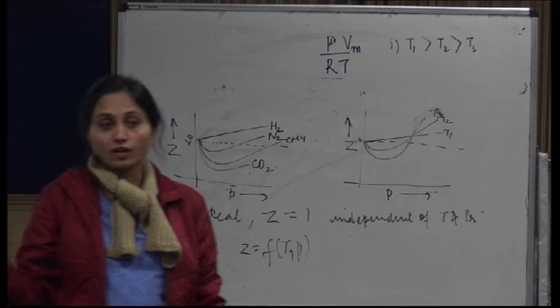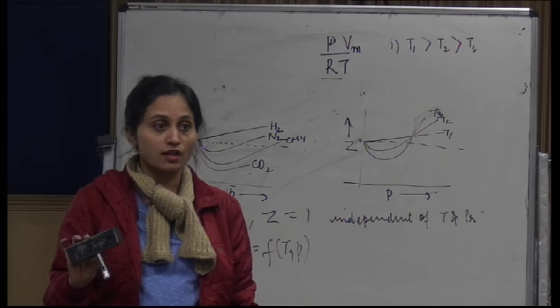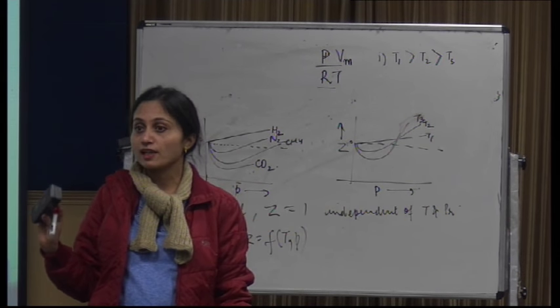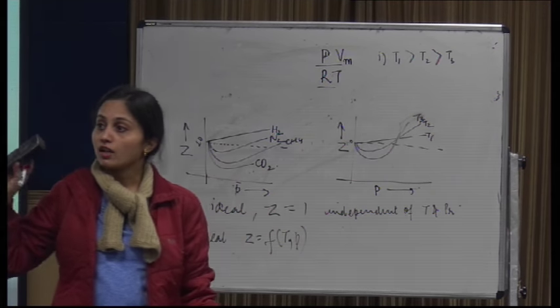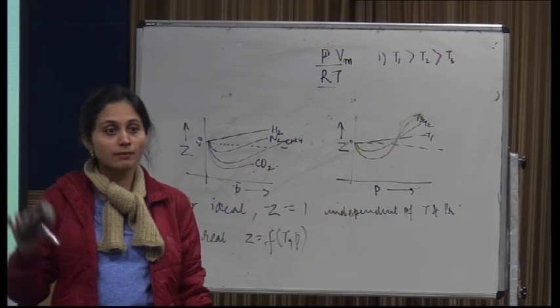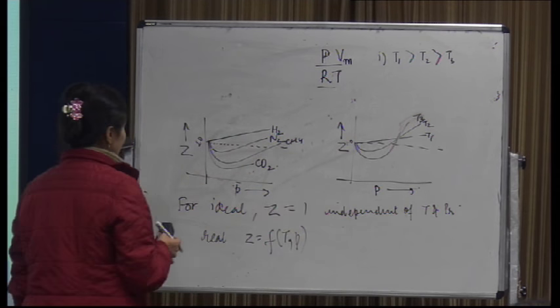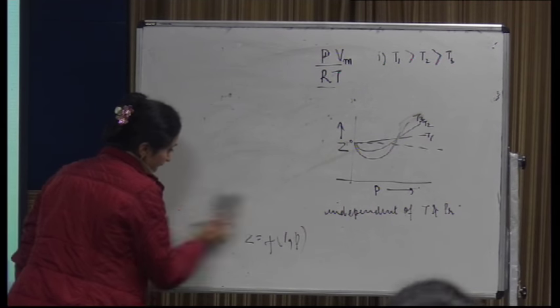Now if I talk of deviations from ideality, that can be measured by plotting a graph of Vm by Vm ideal. And what is that? That is your Z factor. Z factor is your compressibility factor, which is equal to PVm by RT, where Vm is your observed volume and P by RT has been taken from your ideal gas law equation. So that is the ratio, and we plot a graph of this compression factor versus P.